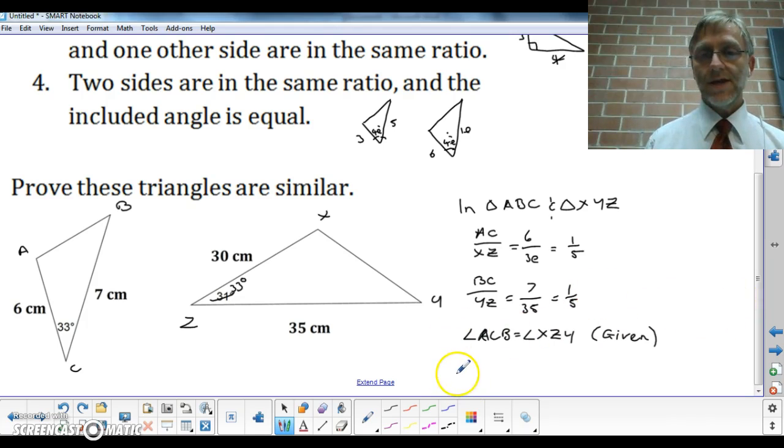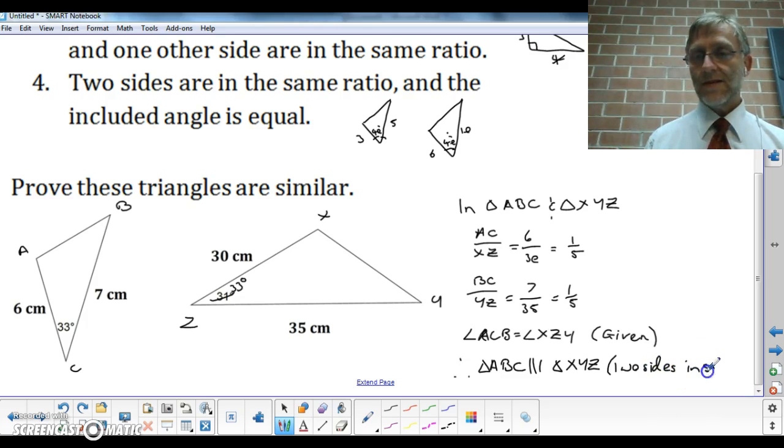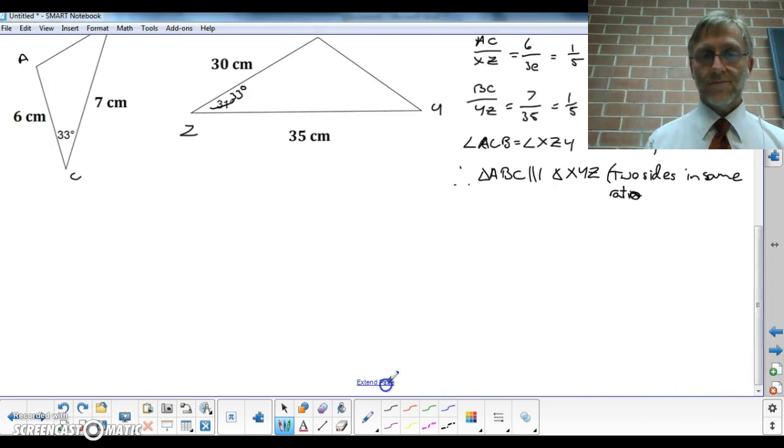They're calculations. So given that, we can now say that triangle ABC is similar to triangle XYZ because of two sides in the same ratio, and the included angle is equal.